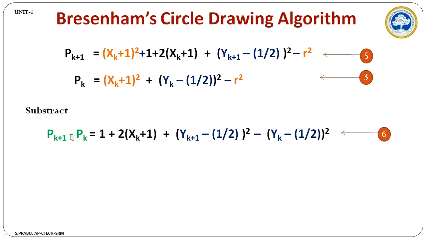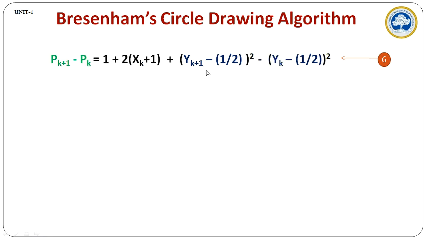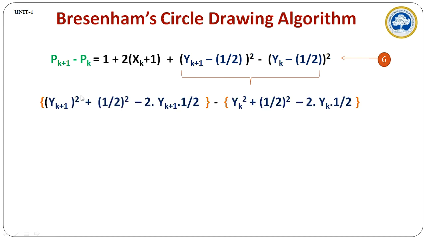The next thing I want to do is move the minus pk from the left hand side to the right hand side. So before that I want to do some modification here. I concentrate on this part only. I expand this term, that is I treat this term as a and this term as b. So this term looks like (a minus b) whole square. So I write like this: (yk plus 1 minus 1 by 2) whole square, that is a square plus b square minus 2 into ab.